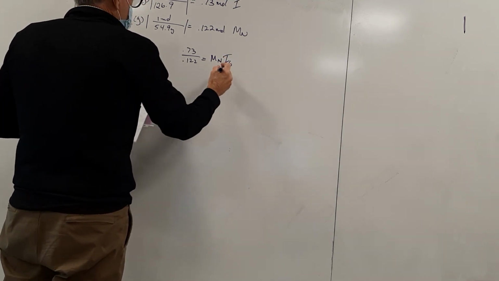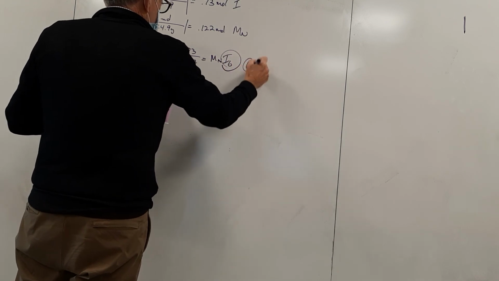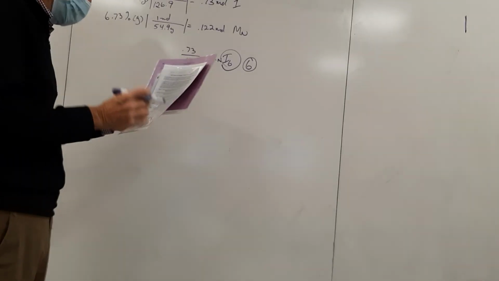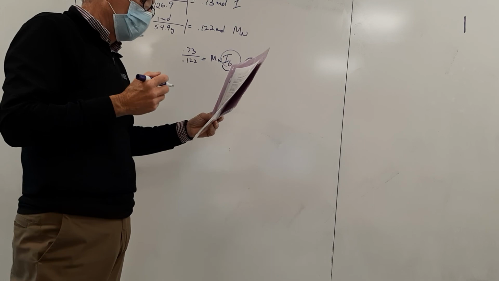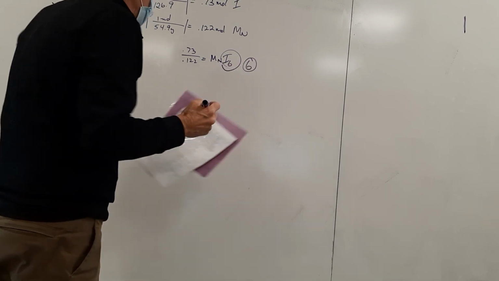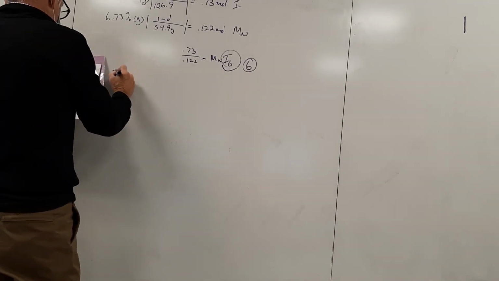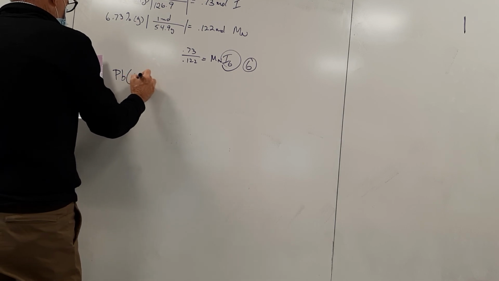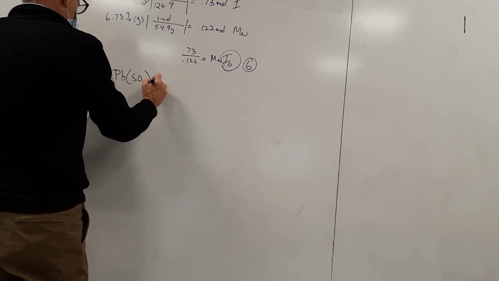So the answer is 6. Number 7, how many moles of oxygen atoms are present in 2 moles of lead sulfate? How do you write the correct formula? Pb(SO4)2.